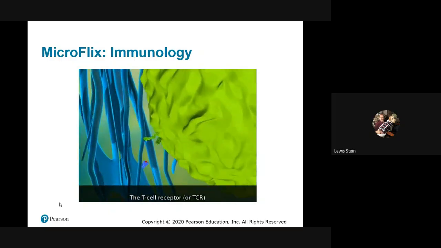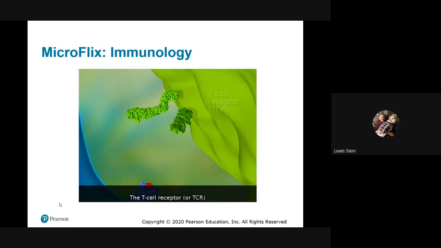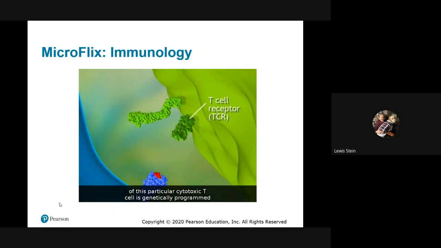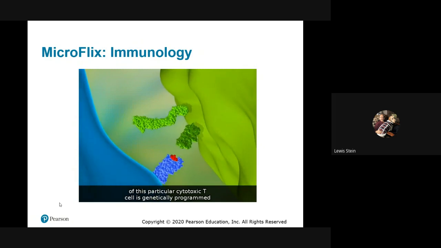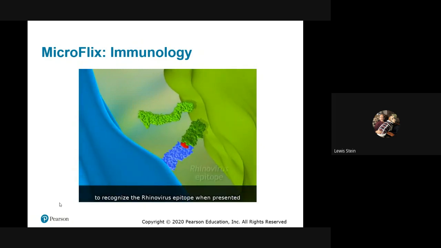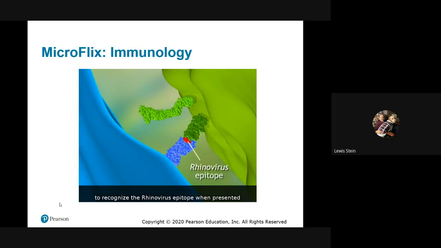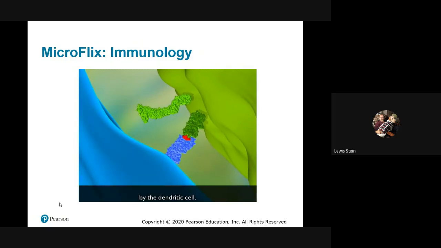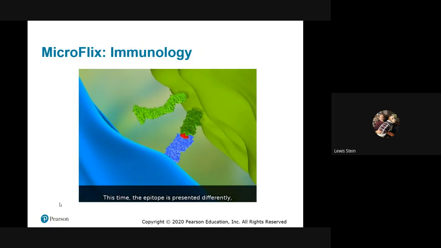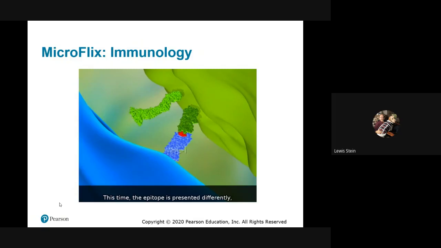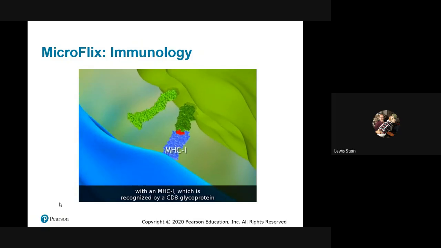The T cell receptor, or TCR, of this particular cytotoxic T cell is genetically programmed to recognize the rhinovirus epitope when presented by the dendritic cell. This time, the epitope is presented differently, with an MHC1, which is recognized by a CD8.